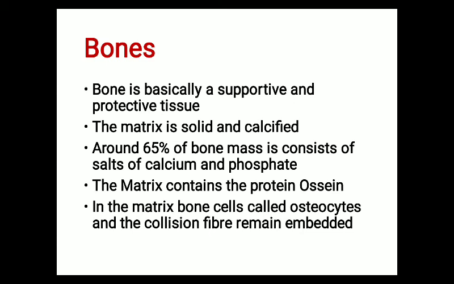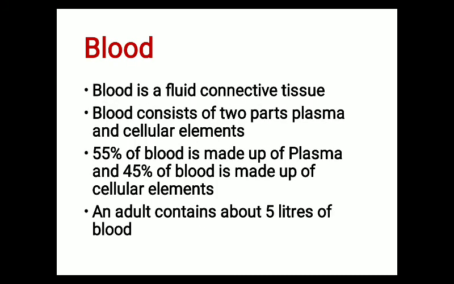The matrix contains the protein ossein. So this is also a very important point: name the protein present in the matrix of bones. The answer will be ossein. In the matrix, bone cells called osteocytes and the collagen fibers remain embedded. What is the name of the cells present in bones? It is osteocytes. Similarly, what is the name of cells present in cartilage? It is chondrocytes.